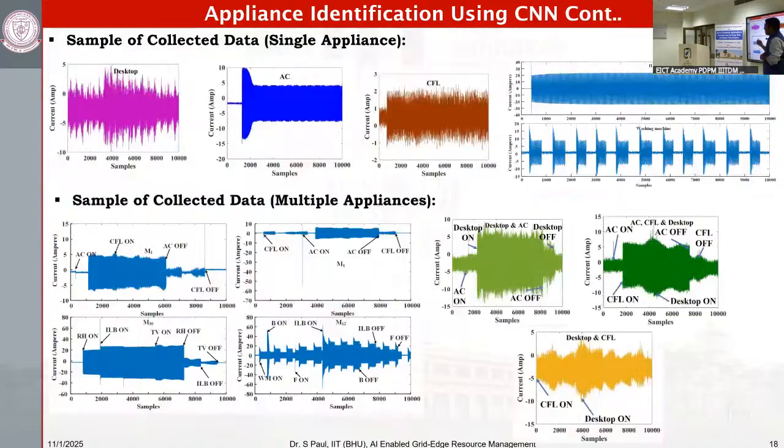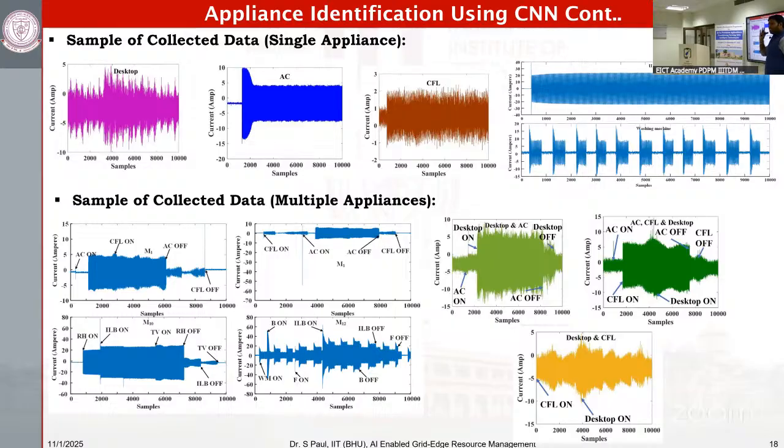And these are the current profiles. Though everything is electrical, you can see how the currents look for different devices. The first one is for the desktop, like your computer. The second one is for your AC. The third one is for your CFL. The fourth one, the top one, is for your incandescent light bulb. And the one below is for your washing machine.